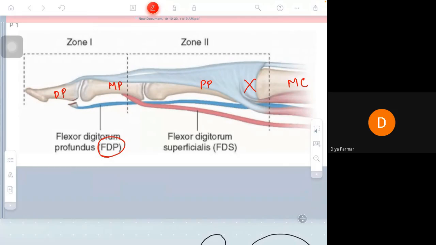So how many joints does it cross? Of course it crosses the wrist also. It is otherwise called an extrinsic muscle. FDP and FDS are extrinsic muscles. Clear? So in this diagram, it crosses the metacarpophalangeal joint, the proximal interphalangeal joint, and the distal interphalangeal joint. This is the muscle, FDP.